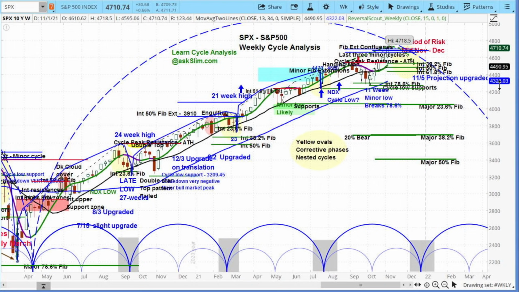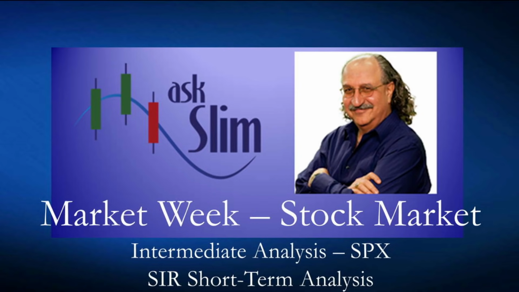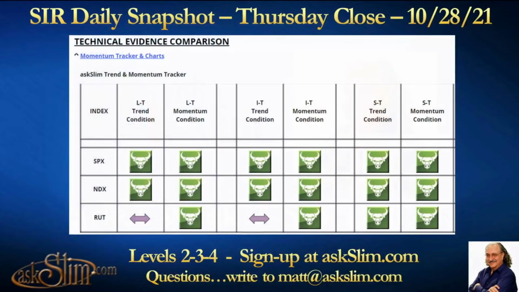So that's the intermediate view. It still shows you the immense strength in the market and this condition where momentum is so strong that it is pulling the market to the upside. Now let's talk a little bit about our stock index report and our shorter term view that we share with our level 2, 3, and 4 members.